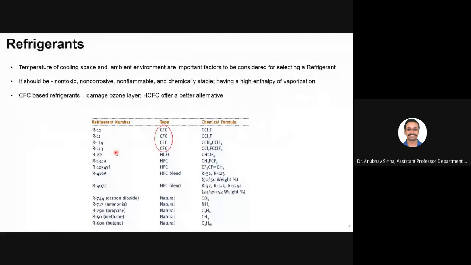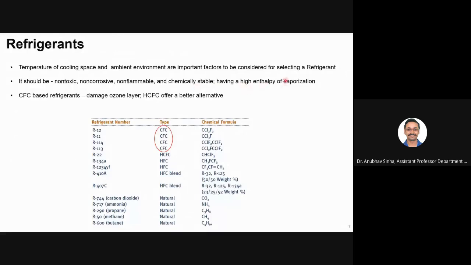Okay. Now these are some of the commonly used refrigerants. So before you select a refrigerant for a particular device or machine, a refrigerator, these are the factors that you should be considering. You should take care what is the temperature of the cooling space that you require, and for the ambient environment, what is the temperature outside. Okay, and the refrigerant should be non-toxic, non-corrosive, and basically safe. It should be stable and safe.